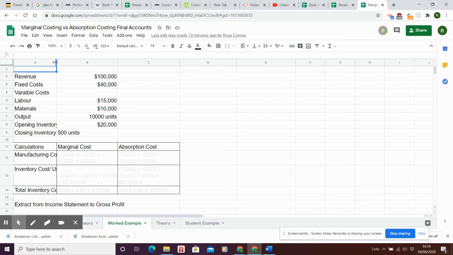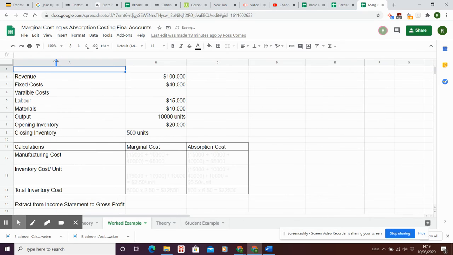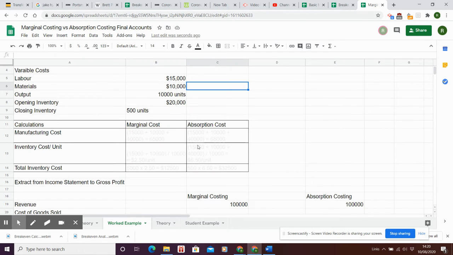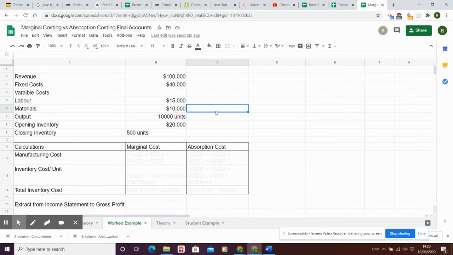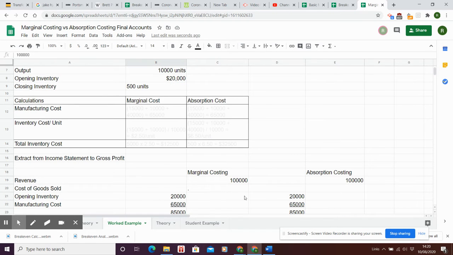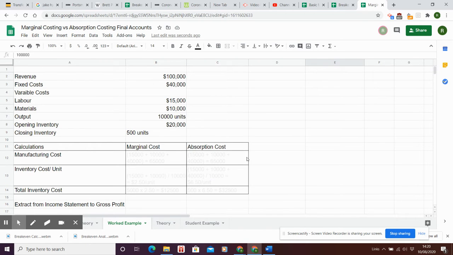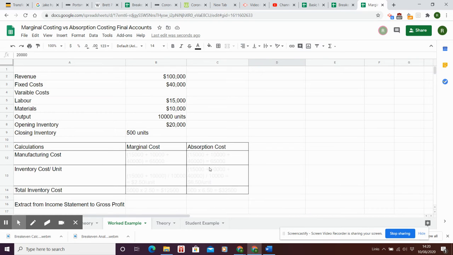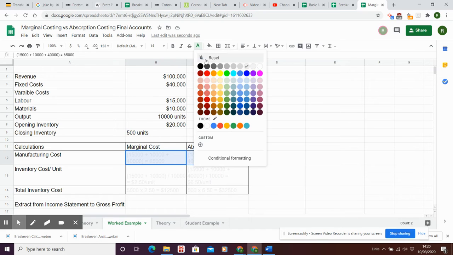Okay, what this means is most of the information is pretty straightforward. Okay, we're going to be doing an income statement for both marginal costing and for absorption costing. Okay, we've got the revenue figure. That won't change no matter which type of costing we're using. In this question, I've given you the opening inventory. The opening inventory won't change in the cost of sales calculation.